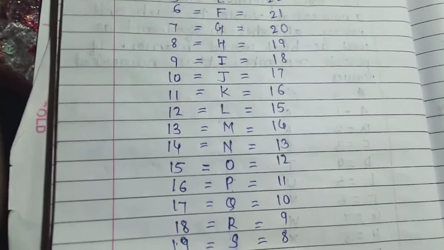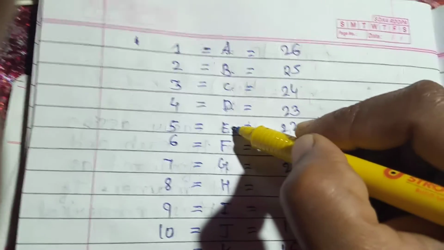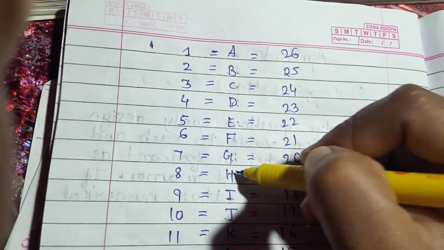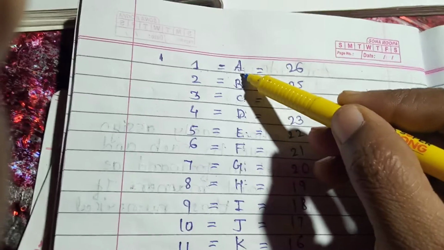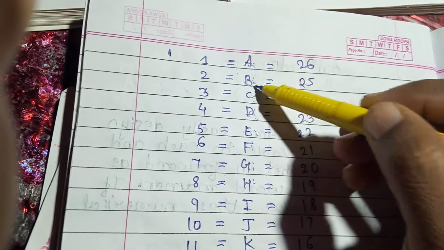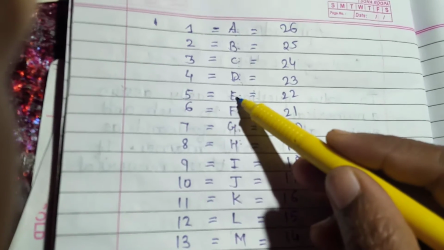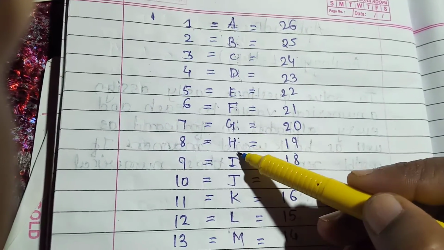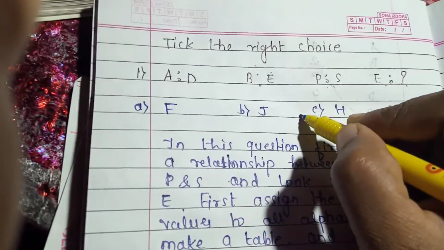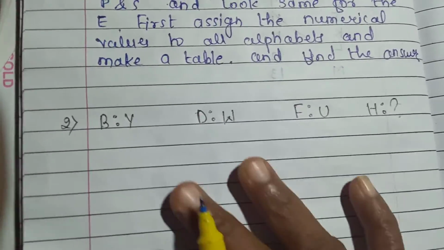So for the fourth one, the relation to E will come. See here, E is here. After that we have to leave two letters. Then which will come? H will come. So the answer is H. To go from A to D, we leave two letters. To go from B to E, we leave two letters. To go from P to S, we leave two letters. Then for E, after E we leave two letters, F and G, and then go to the next one, that is H. So our answer is option C, that is H. I hope you understood this one. Let us go to the next question, that is question number 2.